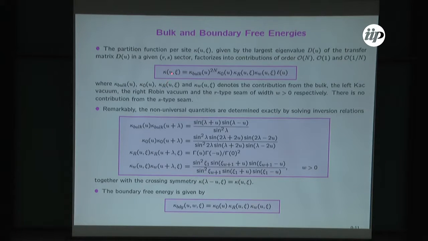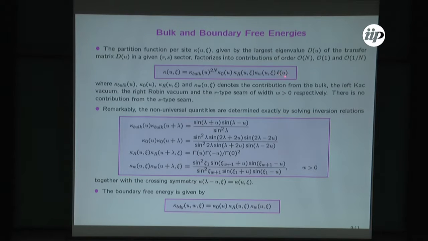So kappa can be factorized into a bulk contribution. So this is proportional to the size of the system. The 2 is there because we have a double row transfer matrix. There is a boundary contribution coming from the left Kac vacuum. And then on the right-hand side, there's a contribution coming from the Raban vacuum boundary condition. And then there's an additional contribution coming from the R-type seam. It turns out that the S-type seam gives no contribution. Its boundary-free energy is always 0. And then there's the remaining term.